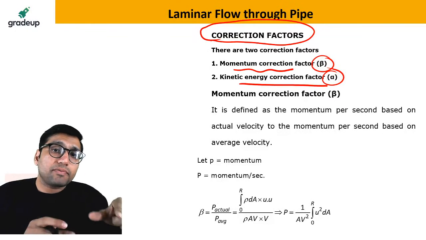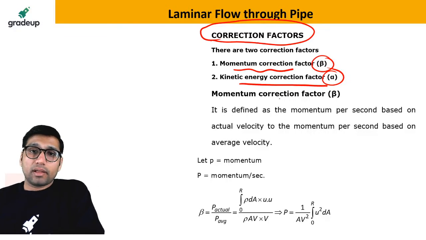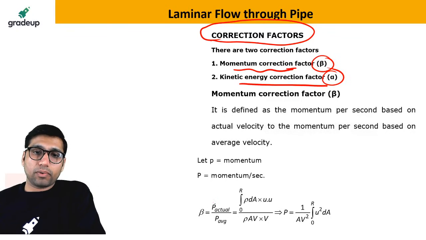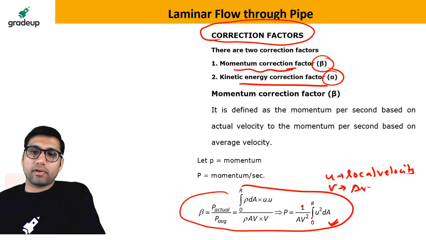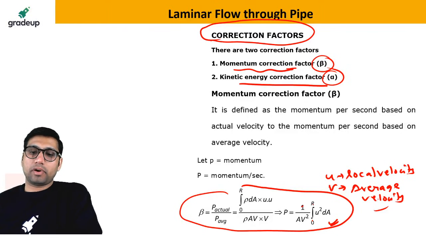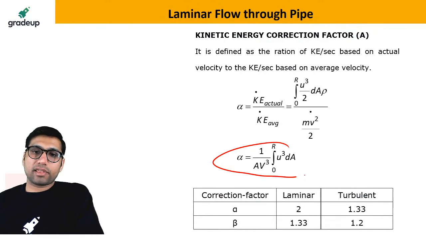Because the velocity variation is very small in turbulent flow, the momentum correction factor, which is the formula shown here, is equal to 1 by A V square, integration from 0 to R of u square dA, where u is the local velocity and V is the average velocity. This is the formula for the momentum correction factor, and this is the formula for the kinetic energy correction factor.